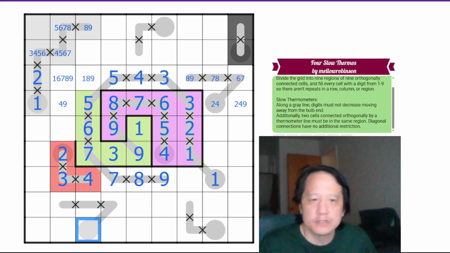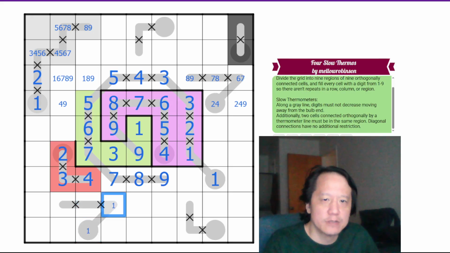Remaining digits. This could be 1. This could be 1. This could be 2 because it's in the same row. This cannot be 3 because of 3 in the column, so it's 4. So 4 through 9 there. This is less than that, so it's 8 at most. But it could be 2, 3, and 8.